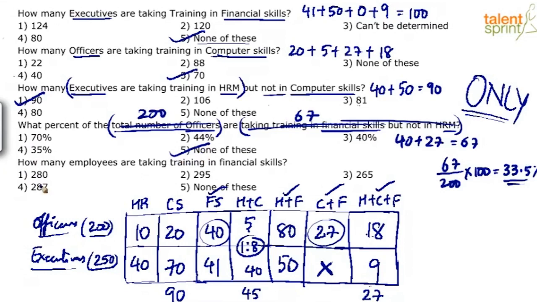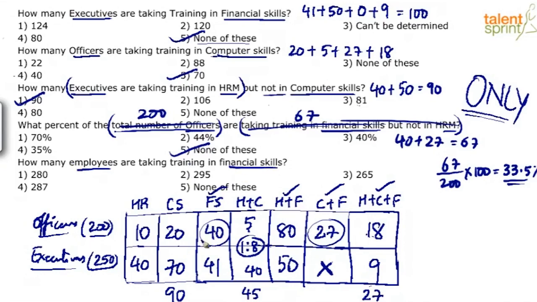Last question. How many employees are taking training in financial skills? Remember, employees means both officers and executives. So be careful with the terms there: employees versus officers versus executives, financial skills versus only financial skills and things like that. So how many employees are taking training in financial skills?